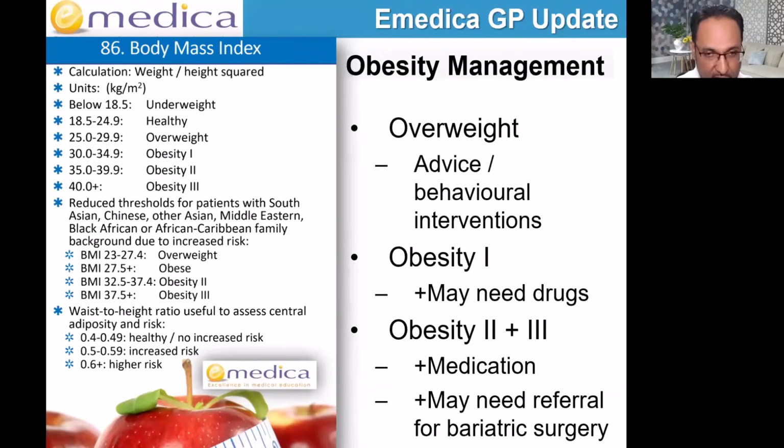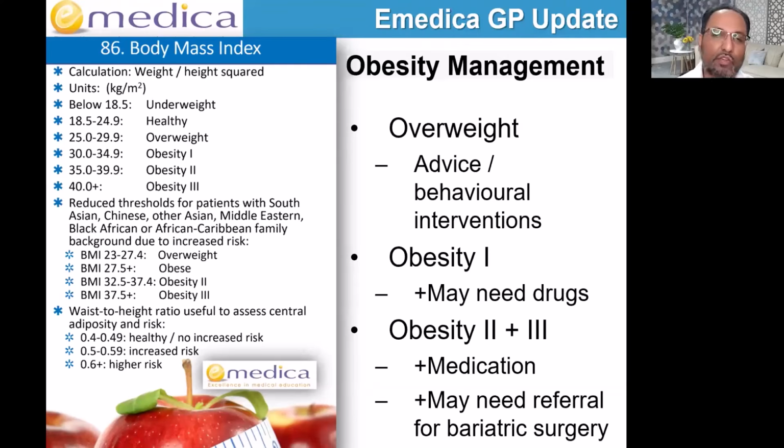27.5 is when obesity 1 kicks in. And then basically for obesity 1, 2, and 3, you drop the threshold by 2.5. So rather than being 30, 35, 40, it's 27.5, 32.5, 37.5. Okay. And then the waist to height ratio is really looked at.